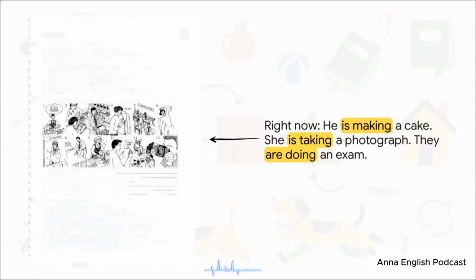Just look at these pictures. We don't say he makes a cake, because that sounds like it's his job. We say he is making a cake, because we can see it happening right now. She is taking a photograph. They are doing an examination. That ing brings the action to life, right in this moment.